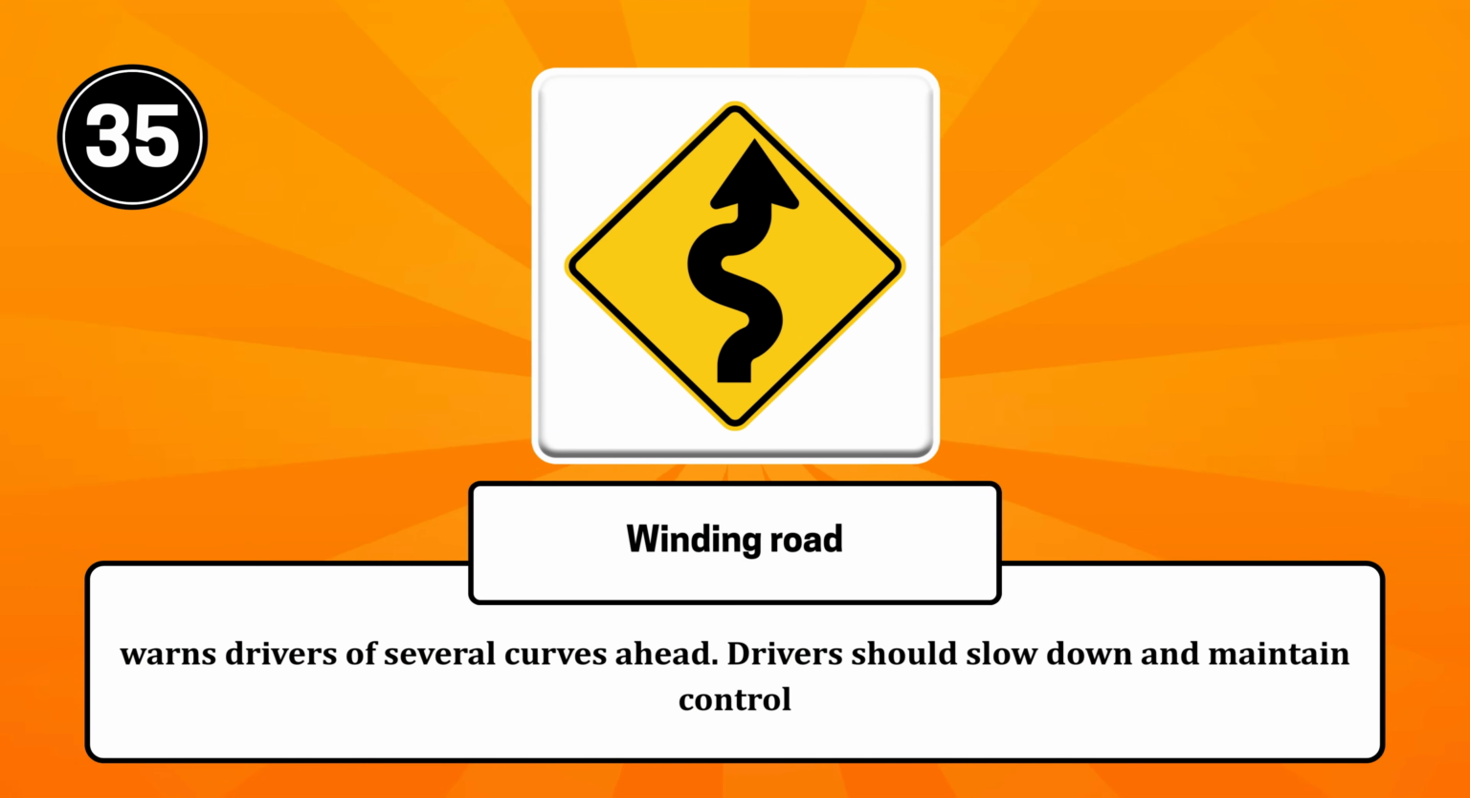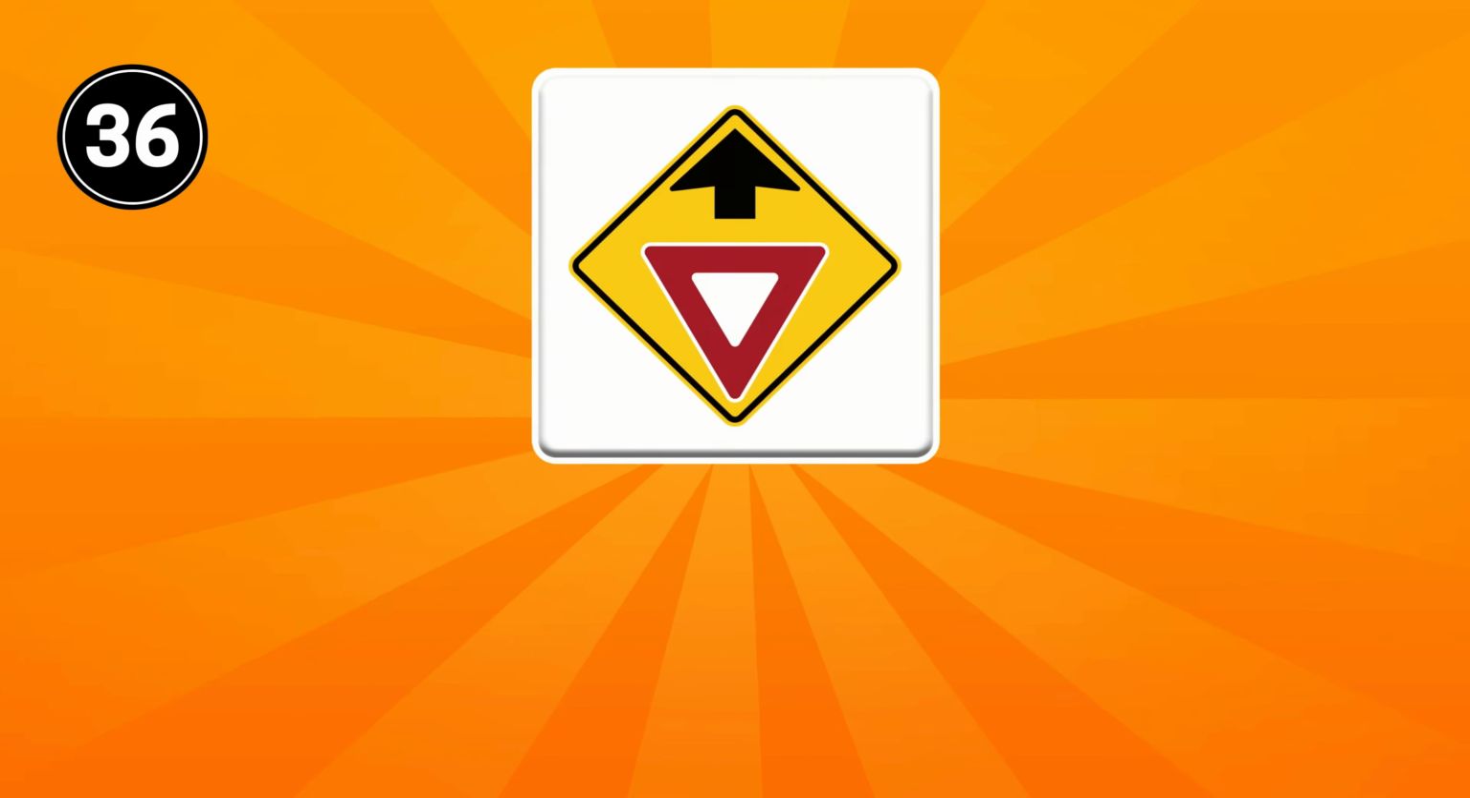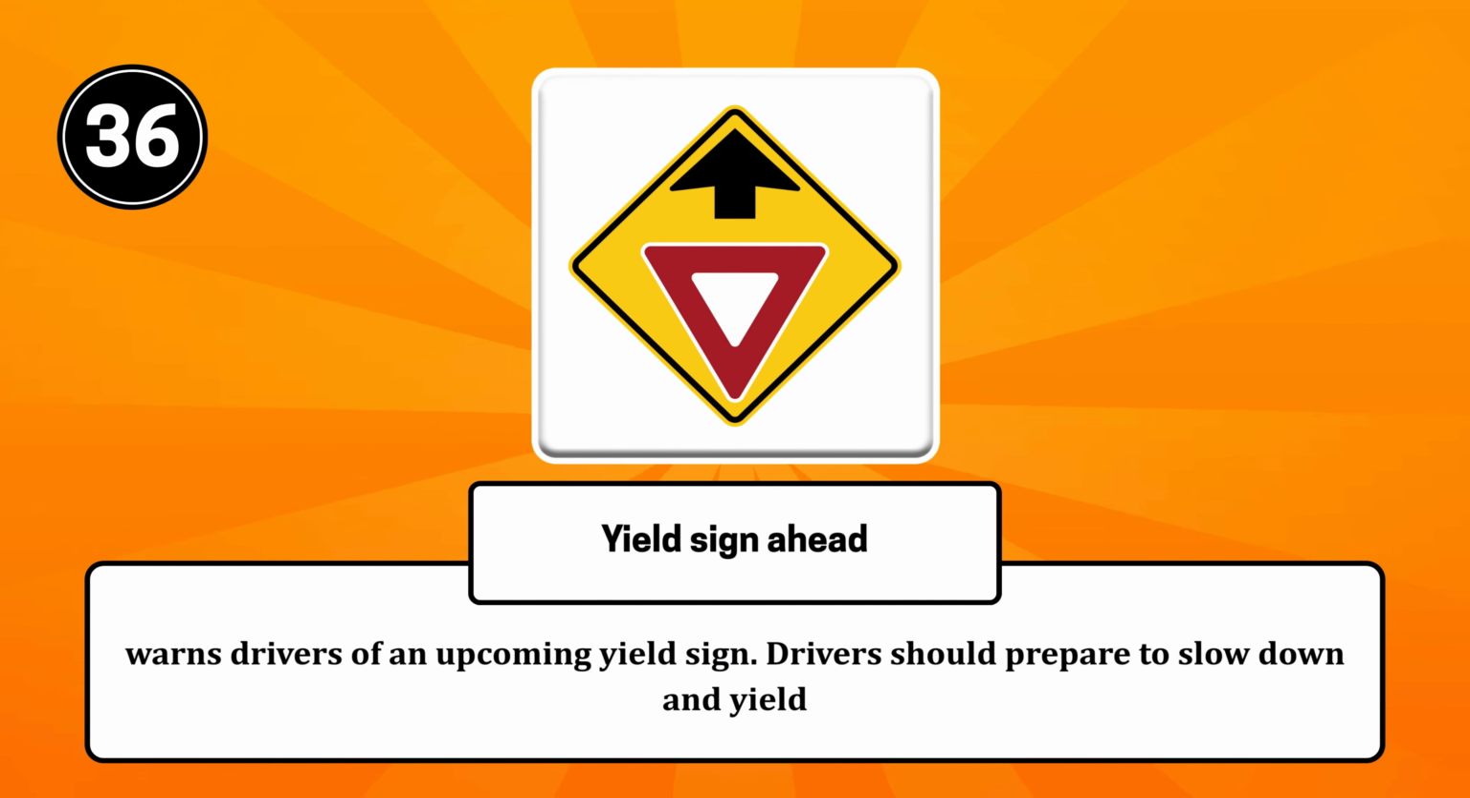The winding road sign warns drivers of several curves ahead. Drivers should slow down and maintain control. The yield sign ahead sign warns drivers of an upcoming yield sign. Drivers should prepare to slow down and yield.